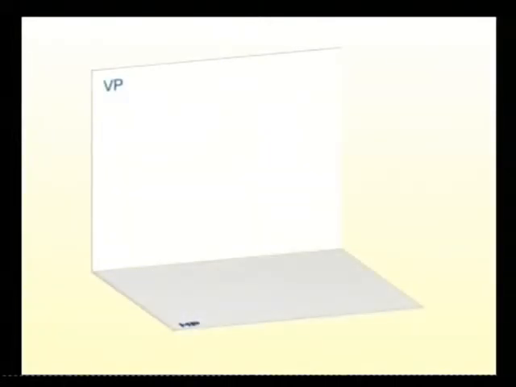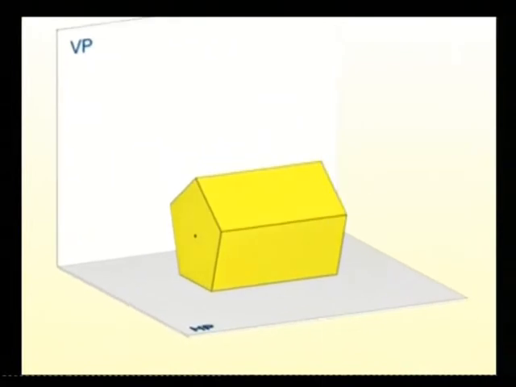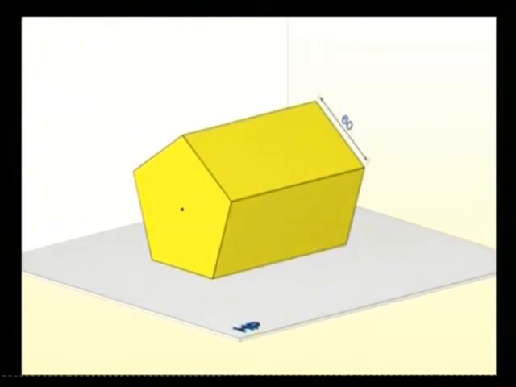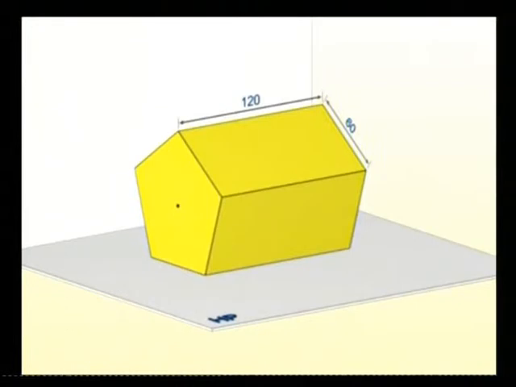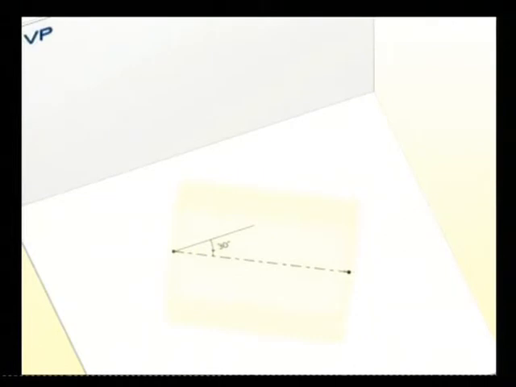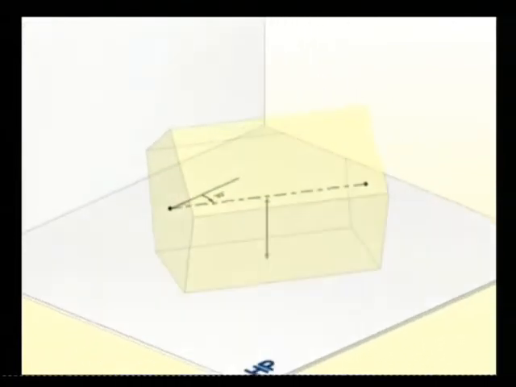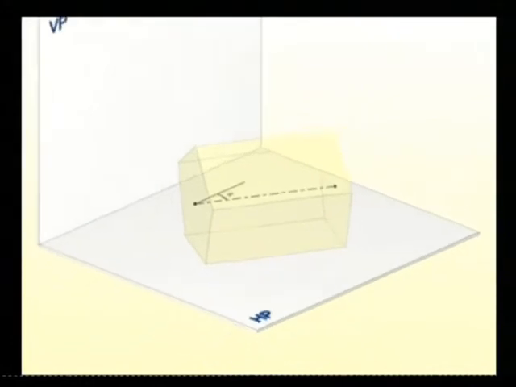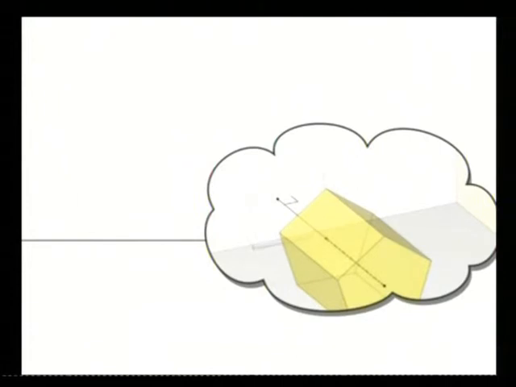Let's crack another construction problem. A regular pentagonal prism of side 60 mm and length 120 mm is resting on HP with its axis inclined at 30 degrees to VP and parallel to HP. So, first draw a reference line XY. Now, first let's assume that axis of the prism is perpendicular to VP and draw the front view with one of its sides lying on XY.